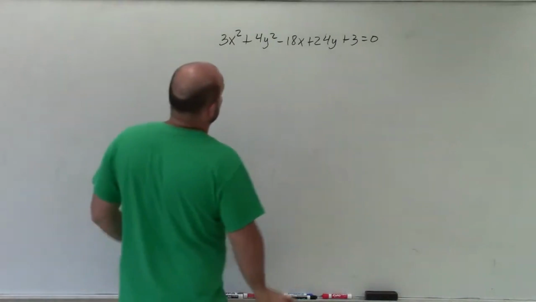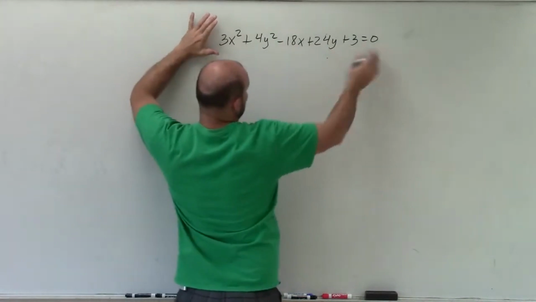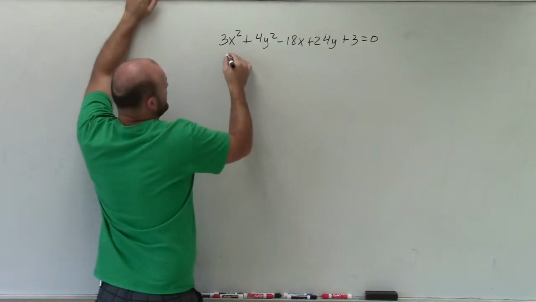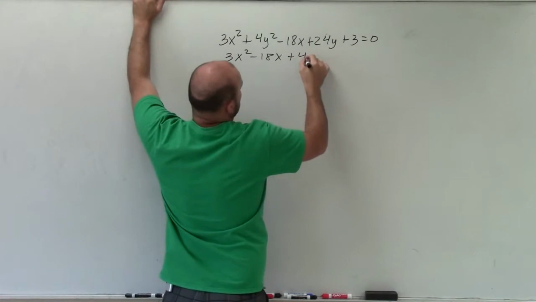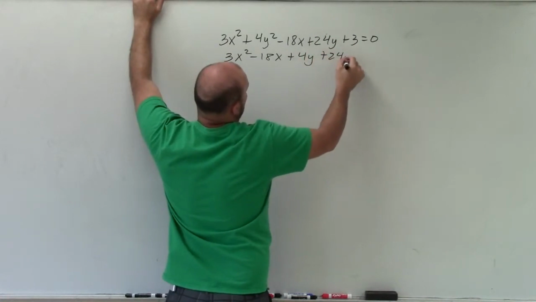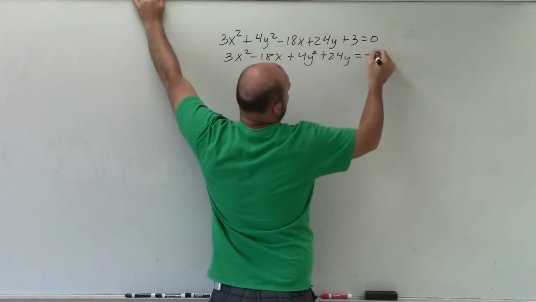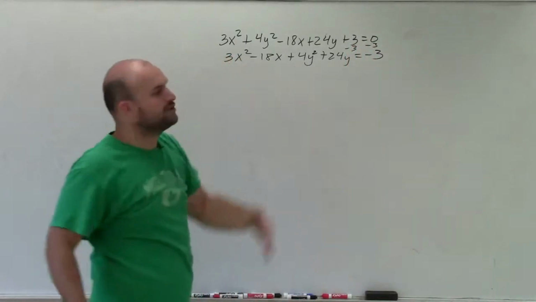So to do that, the first thing I'm going to do is group the x's and the y's together. And remember, we want it set equal to 1 at the end. So we'll get the constant over to the right side. So I have 3x squared minus 18x plus 24y. I'm sorry, that's 4y squared, equals negative 3. So I subtracted 3 on both sides. And then I just regrouped them together.